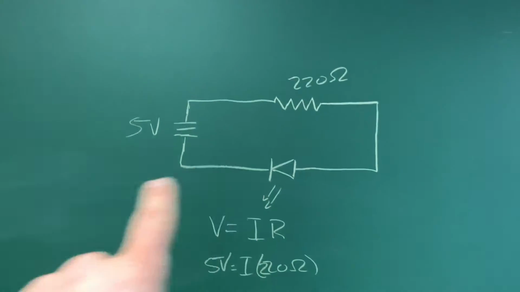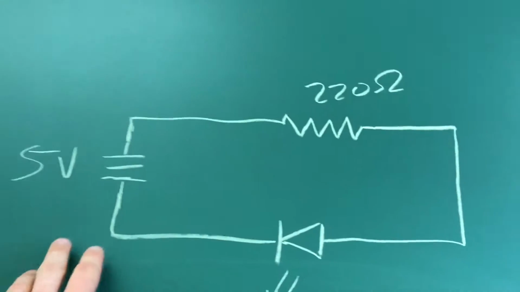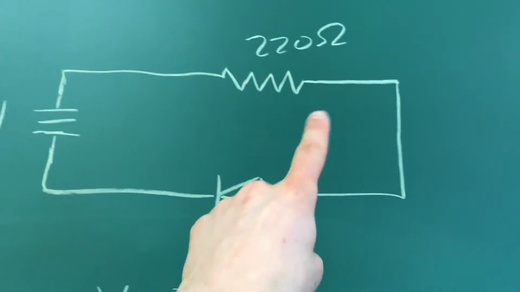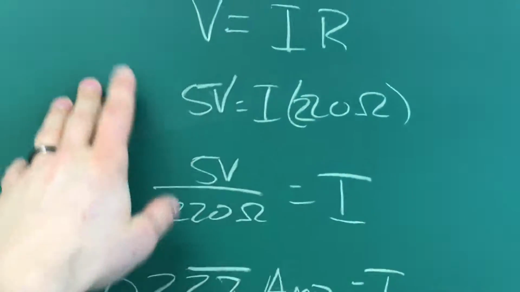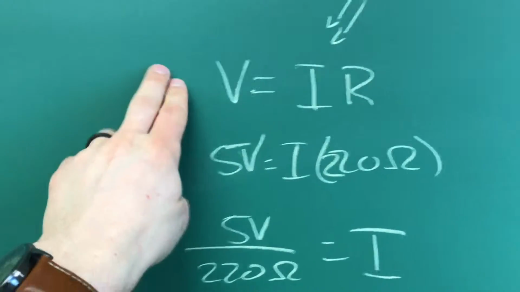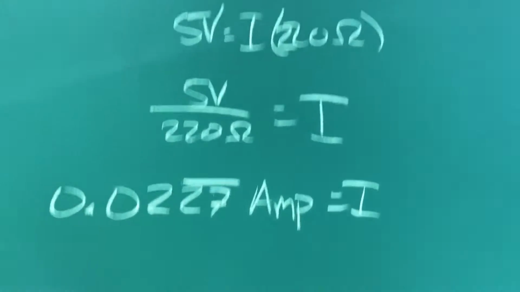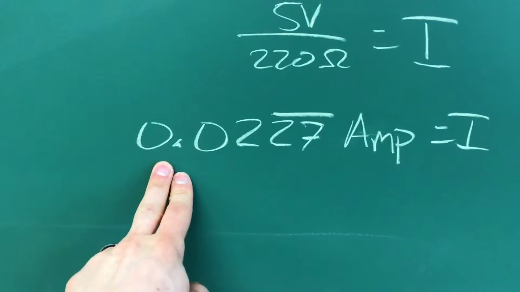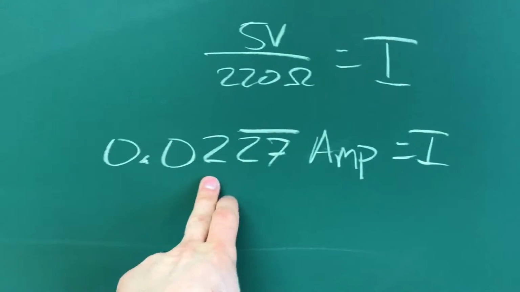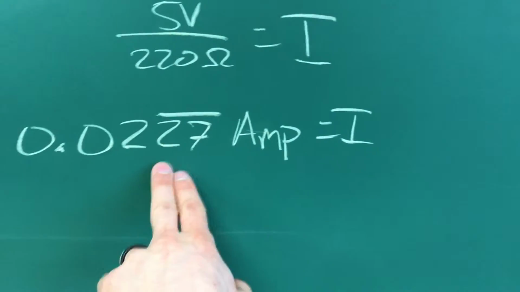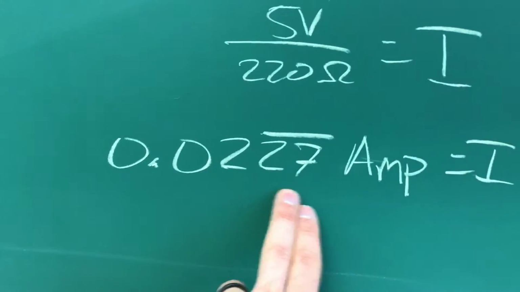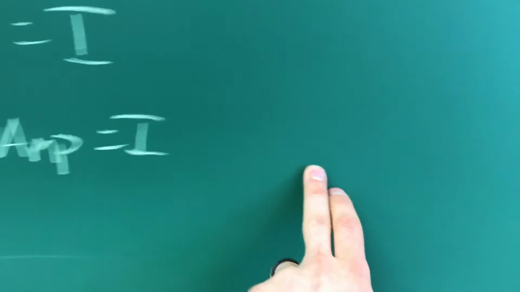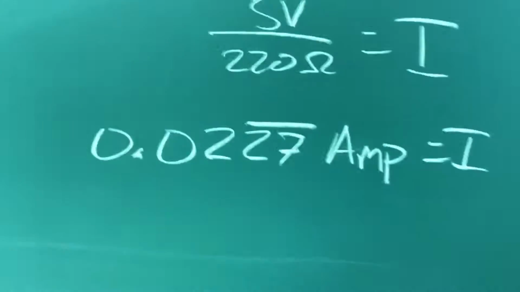Okay, so we have this circuit right here. It has a 5-volt battery. It's got a 220 ohm resistor and a little LED that lights up when the circuit's functioning. And I did Ohm's law on it to find the current in amps. Right now we have this number, 0.022727 repeating, so it would be 0.0227272727 all the way down. Amps.